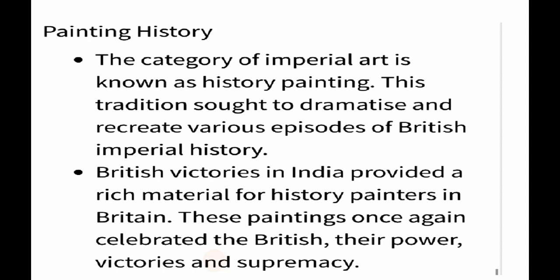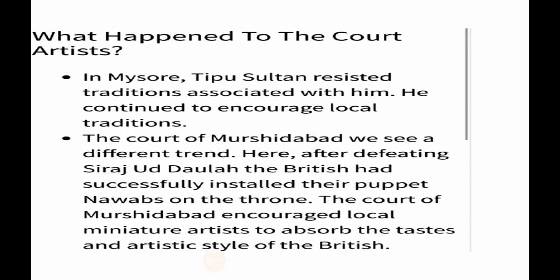What is history painting? The category of imperial art is known as history painting. This tradition sought to dramatize and recreate various episodes of British imperial history. British victories in India provided rich material for history painters in Britain. These paintings once again celebrate the British, their power, victories, and supremacy.